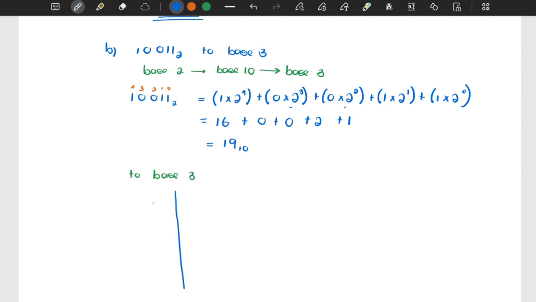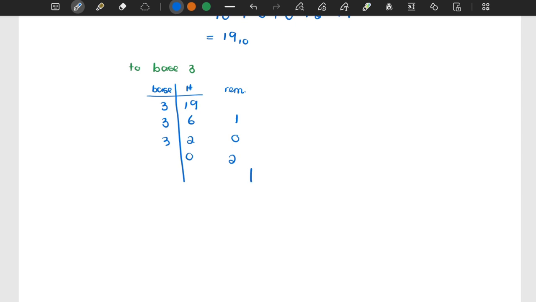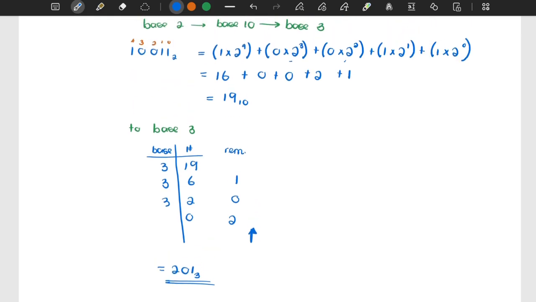Again, you have your table where you have the base, the number, and the remainder. So we have 19. We're taking to base 3. 3 into 19. That is 6, 18. Remainder 1. 3 into 6. That is 2. Remainder 0. 3 into 2. That is 0. Remainder 2. And then reading it bottom up, we end up with 201 base 3, and that's the answer.